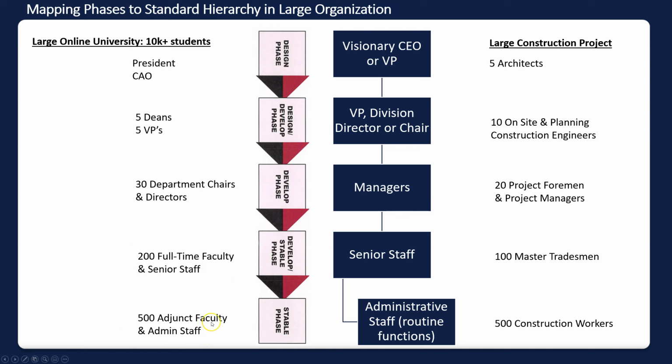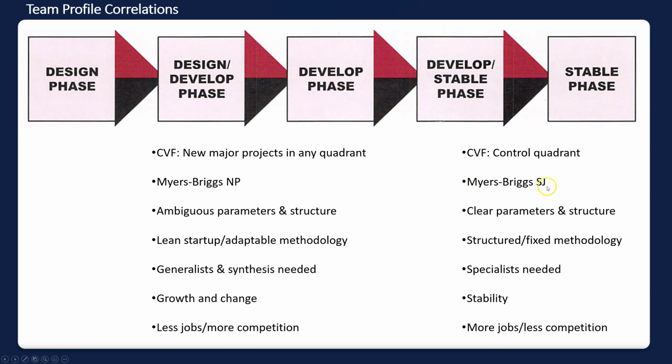So the stable phase is more the Myers-Briggs detail-oriented and organized, where you have clear parameters and structure. You have structured methodology, fixed methodology. It's often more specialist-driven. It's very stable. There's more jobs, less competition. Over here, it's more big picture. It's more lean startup, adaptable methodology. It's where you have generalists and you need a lot of synthesis. It's where there's growth and change, and there's less jobs and more competition.